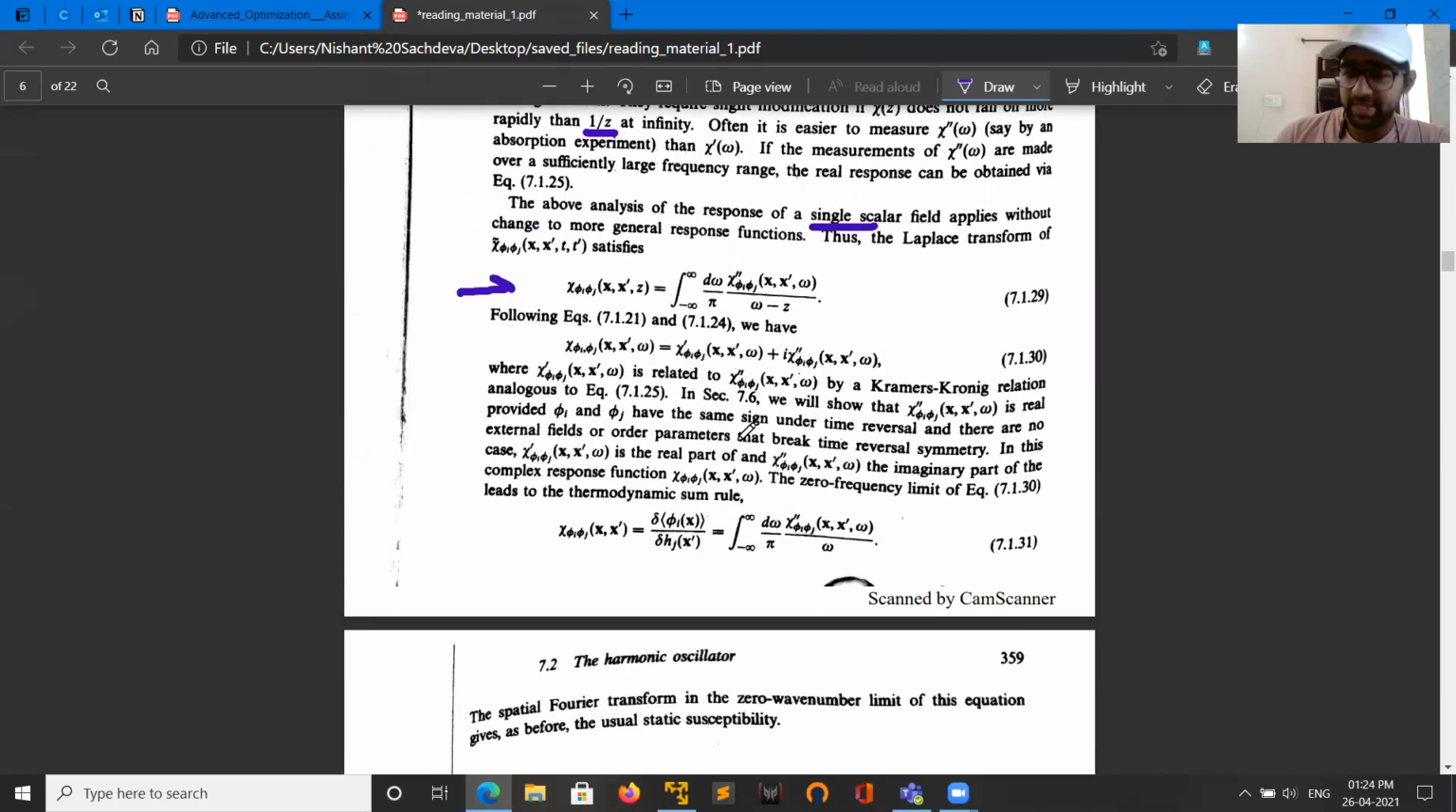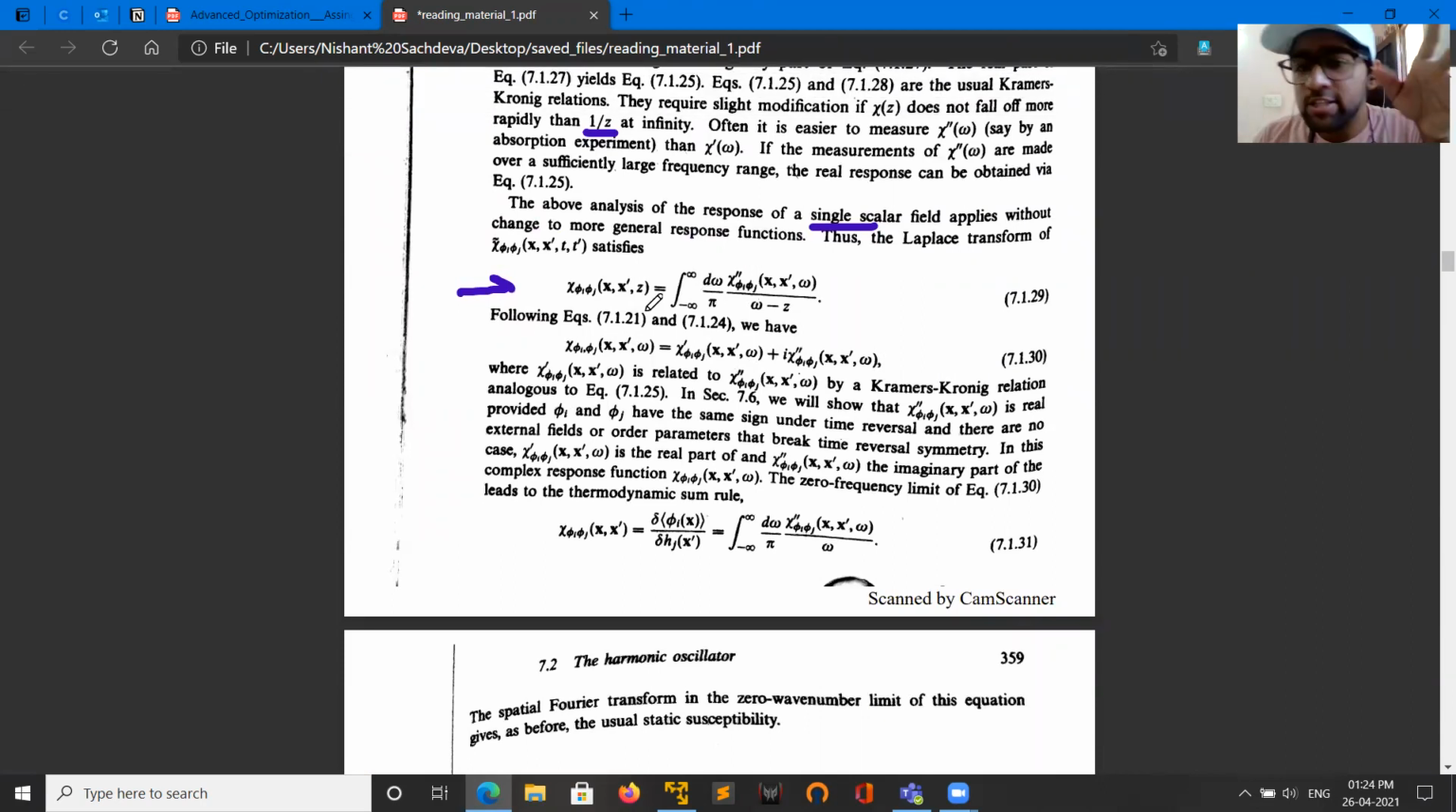In section 7.6, again some promise for ahead, we will show that χ''(x', ω) is real, provided φ_i and φ_j have the same sign under time reversal, and there are no external fields or other parameters that break time reversal symmetry.